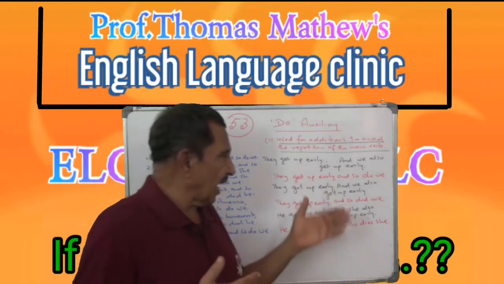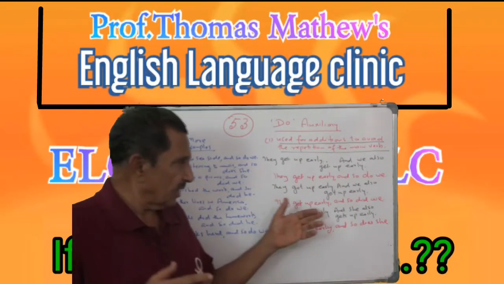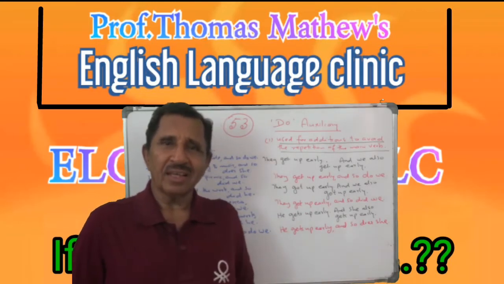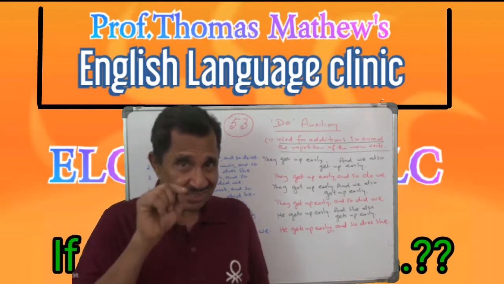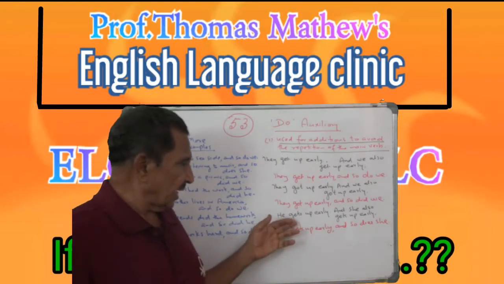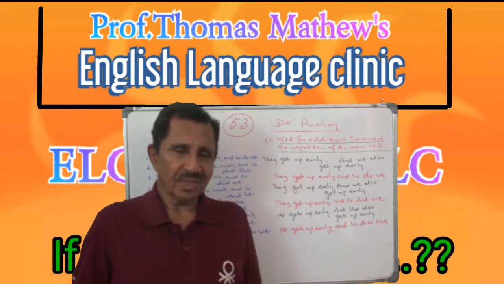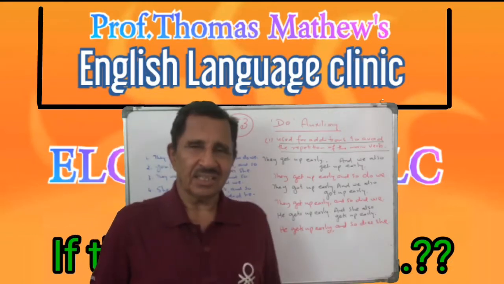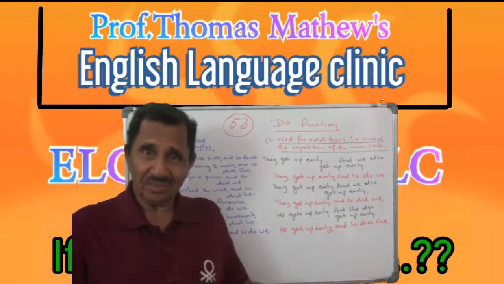And then the next one you can see. They got up early and we also got up early. Instead of that, you can say they got up early and so did we. So here it is not do, but did. Why? Because in the main sentence, the verb is past. See the next one. He gets up early and she also gets up early. He gets up early and so does she. Third person singular: does she, not do she, but does she.